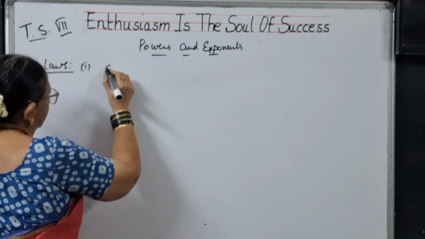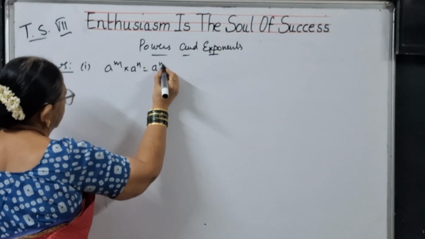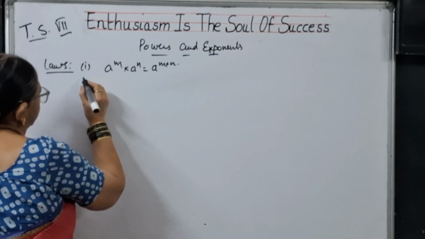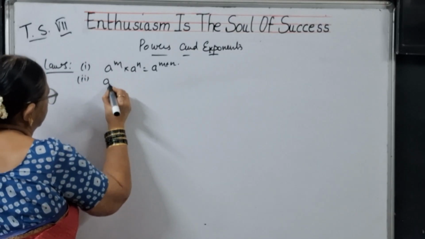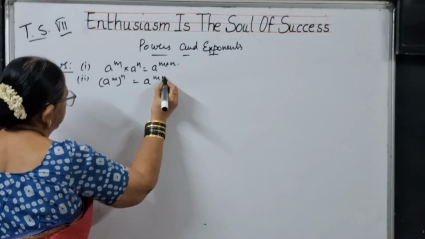The first one is a to the power of m into a to the power of n is equal to a to the power of m plus n. This we have studied. And the second one is a to the power of m whole to the power of n is a to the power of mn.